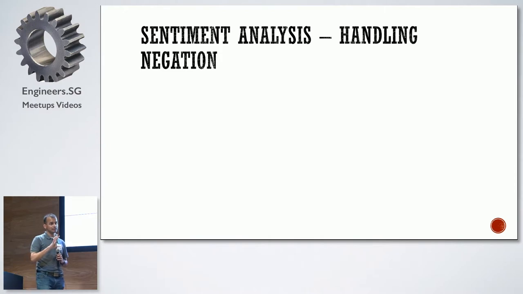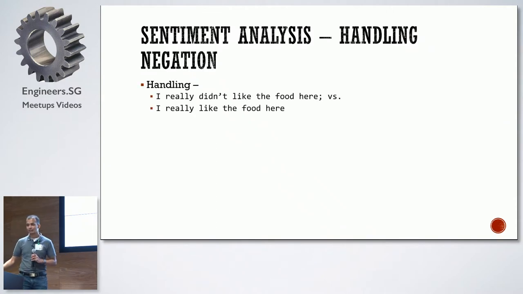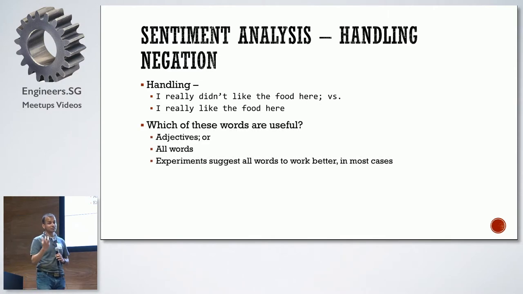One of the biggest topics in sentiment analysis that we often encounter is handling negation. So in this example, we see "I really didn't like the food here" versus "I really like the food here". Just adding one word in between completely changes the sentiment. So how do we understand that this word in between is going to change the sentiment? This is another big area where we want to see which parts of the words are useful. Is it just the adjectives or all the words? And experimental evidence shows that in most cases, all the words are actually useful.